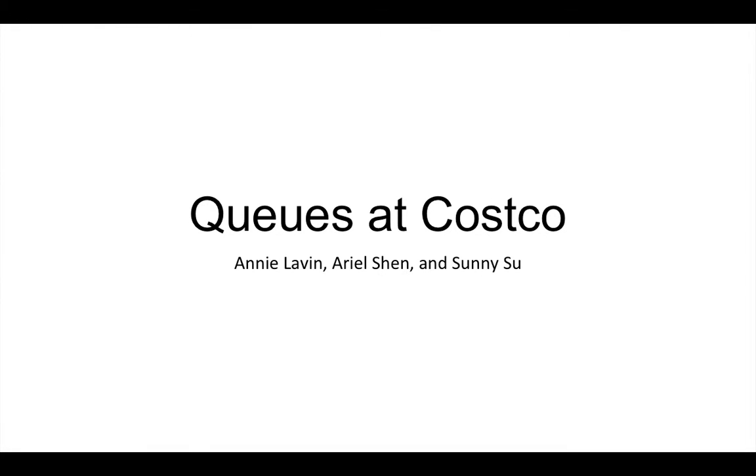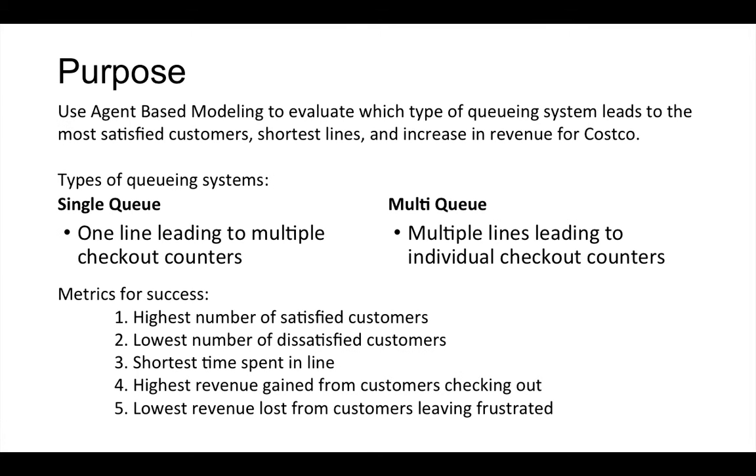Hello, my name is Annie Lavin, and I, along with my colleagues Ariel Shen and Sunny Sue, have created a simulation in Netlogo to assist Costco with their checkout lines. The purpose of our simulation is to use agent-based modeling to evaluate which type of queuing system leads to the most satisfied customers, shortest lines, and increase in revenue for Costco.